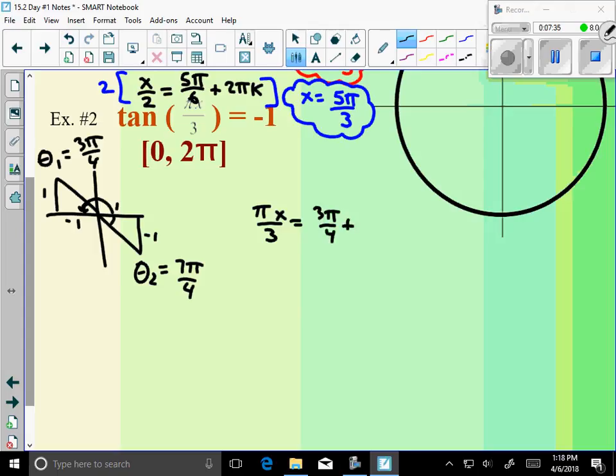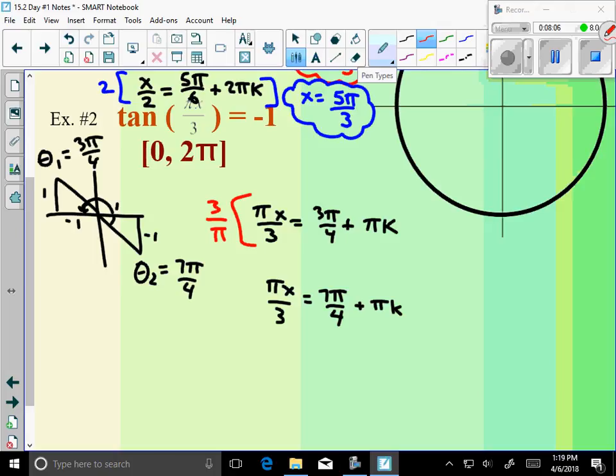how often does tangent cycle? 1 pi units, right? So I put plus pi k. Careful, right? It cycles every pi units. The other one will be pi x over 3 plus 7 pi over 4 equals, I do some multiplication, multiply by 3 over pi. Why would you do that? To get the x alone, that's why. Okay, if I multiply by 3 over pi, I get x.